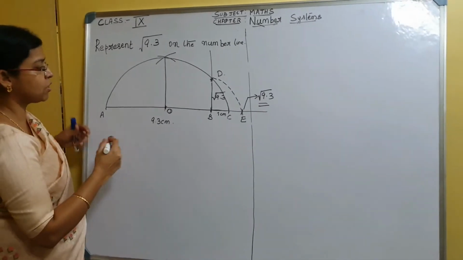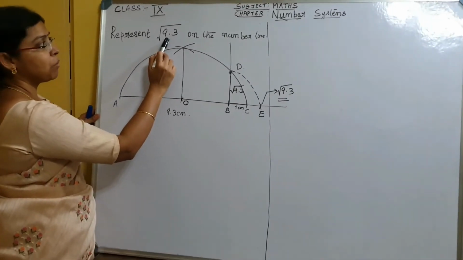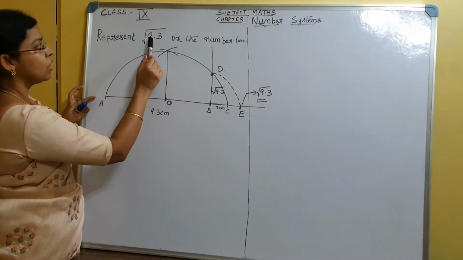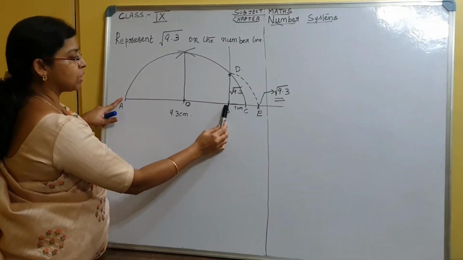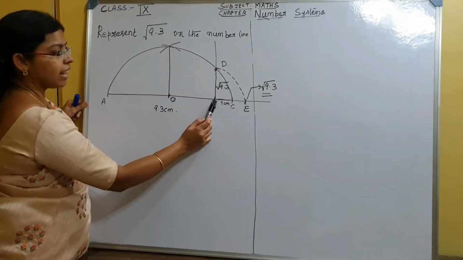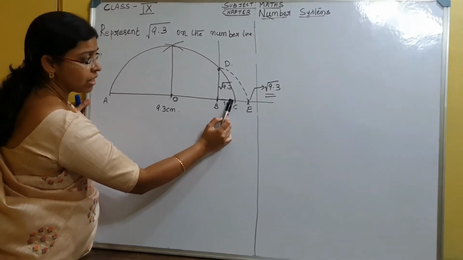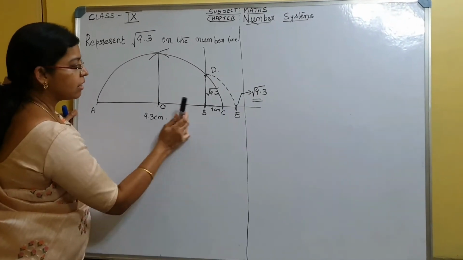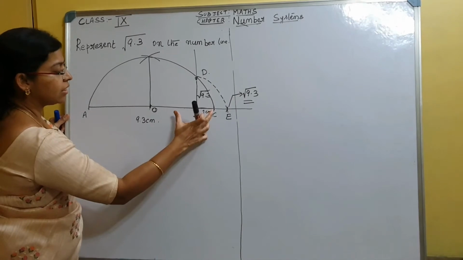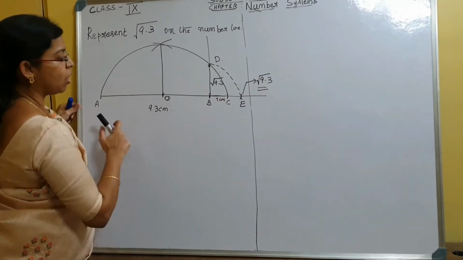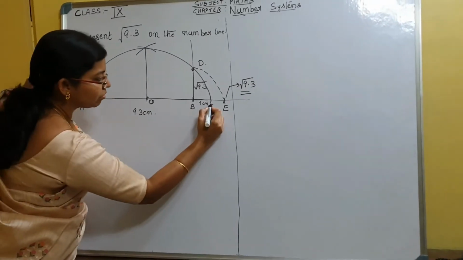Now what are the steps to represent root 9.3 on the number line? First draw the line segment, whatever is asked, take that measurement, draw the line segment AB, 9.3 centimeter, and then extend from point B one unit, 1 centimeter, and mark it C, and with O as a center, first get the midpoint of AC. How do we get the midpoint of AC?